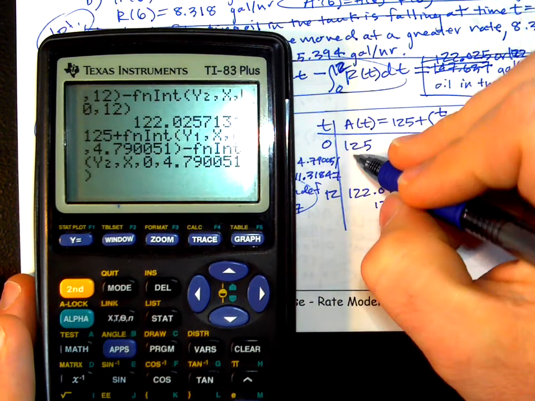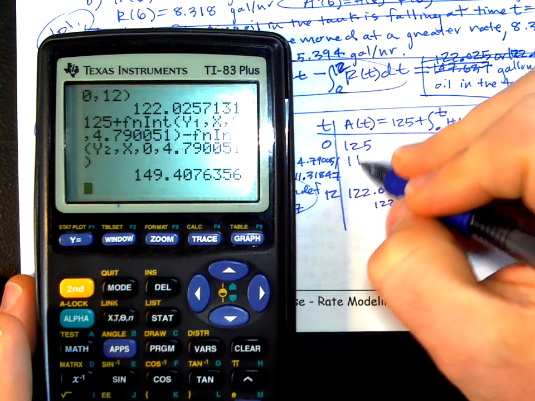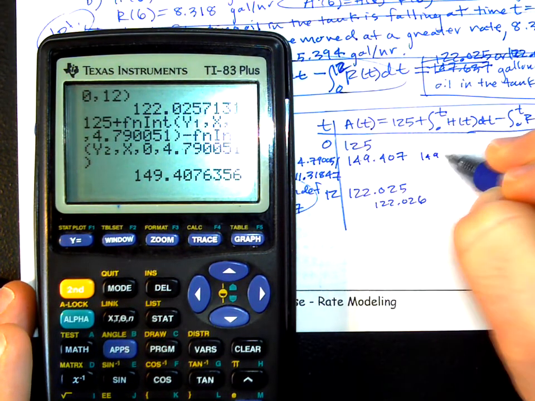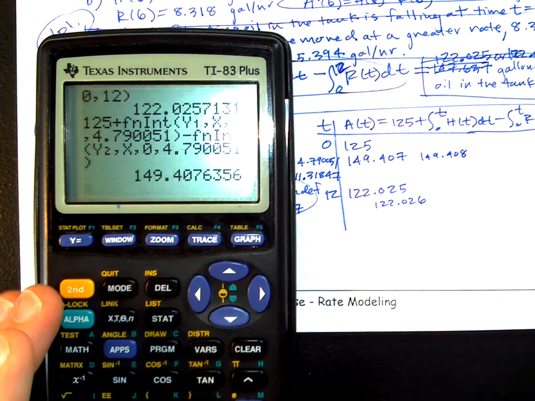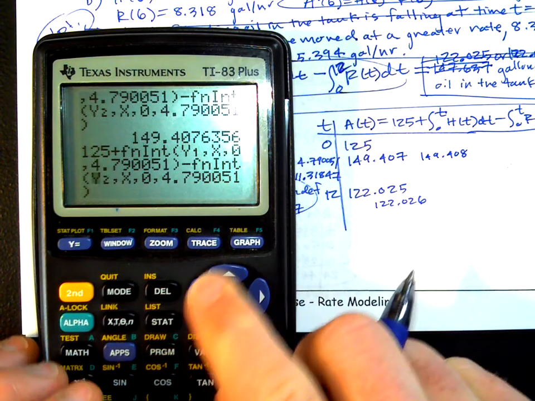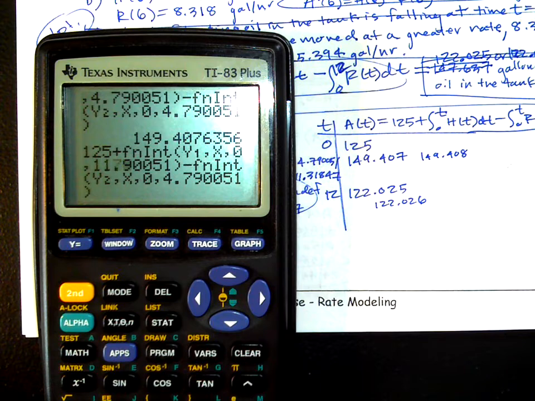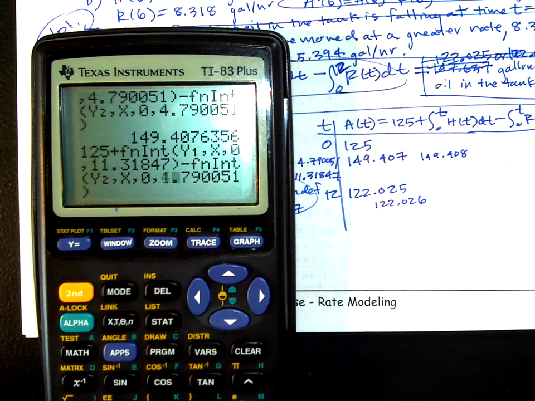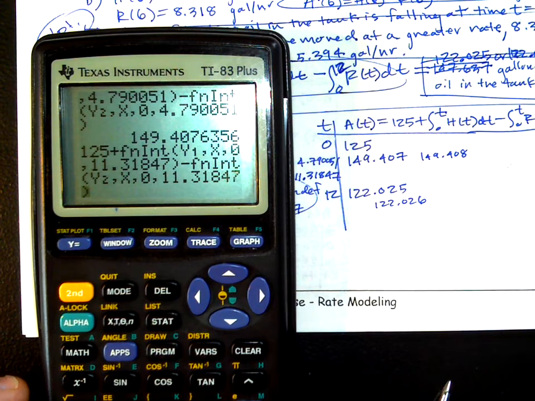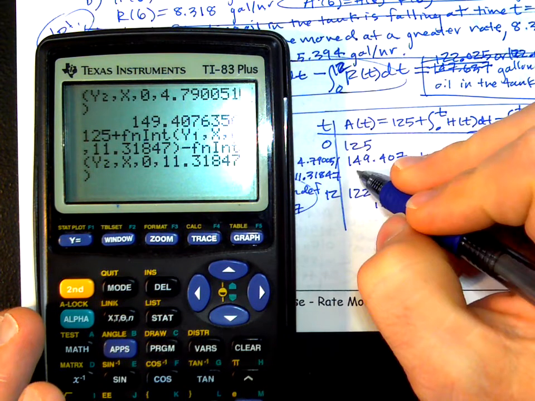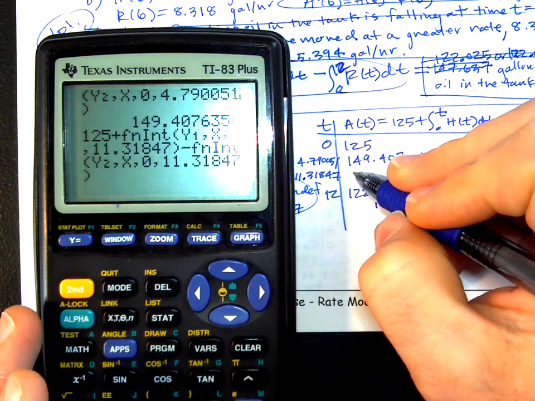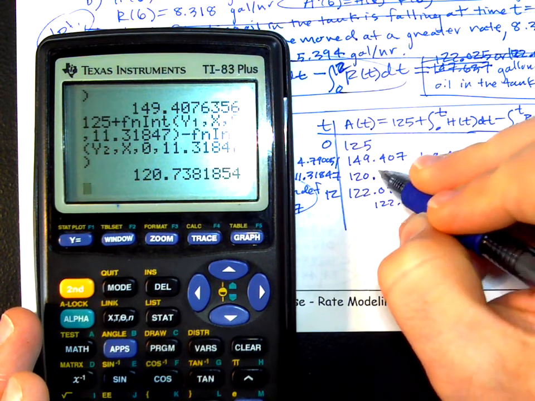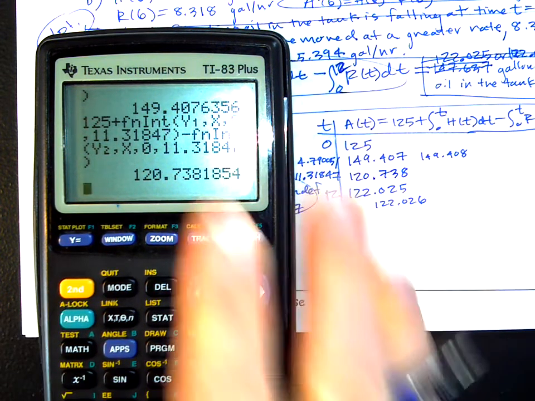So this is going to give you the amount for this one, 149.407 or 149.408 if you want to round. And then I'm going to do it again and replace those fours with 11.31847. And I get, take a deep breath, calculate slow, 120.738. Round or truncate is the same.